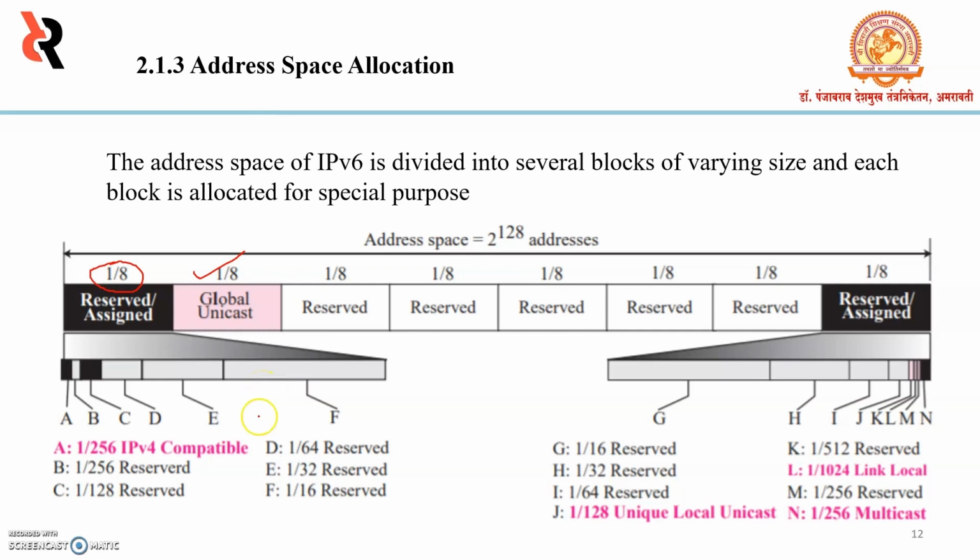The first section contains 6 variable size blocks. This one. 3 of these blocks are reserved and 3 unassigned. The second section is considered one single block and is used for global unicast addresses. We'll discuss this global unicast address in detail in next sections.